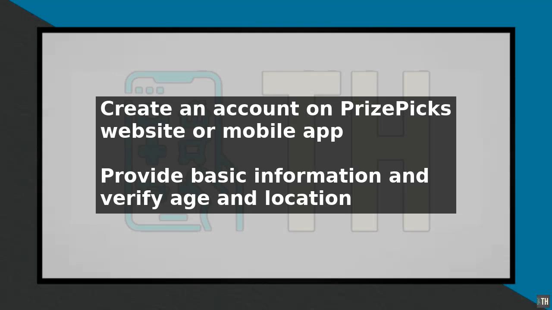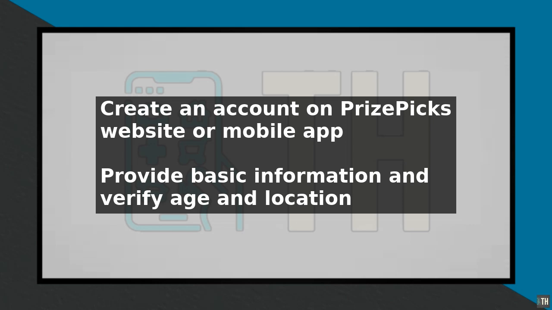To use PrizePicks NBA, start by understanding the platform's core concept, which is a fantasy sports site where you can place over or under bets on individual player performances. The process begins with creating an account on the PrizePicks website or mobile app, where you will need to provide basic information and verify your age and location to comply with local regulations.